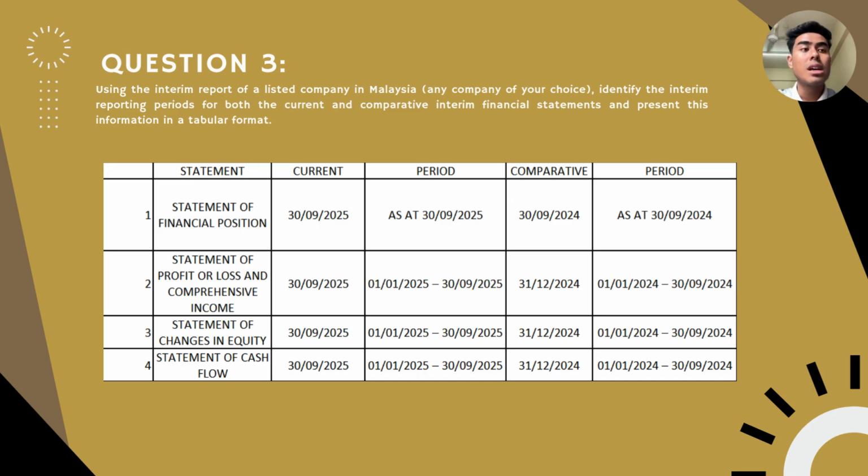For the profit or loss, changes in equity and cash flow statements, the comparison is period on period. We compare the performance from 1st January to 30 September 2025 against the same 9-month window in 2024.